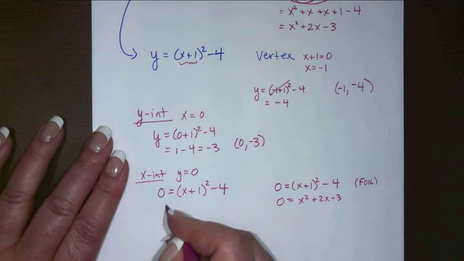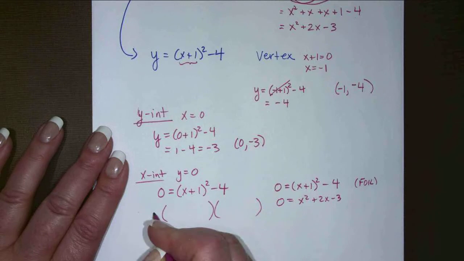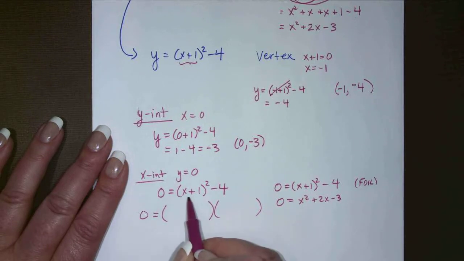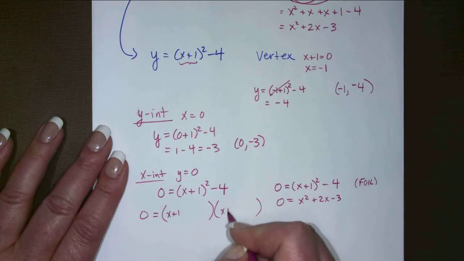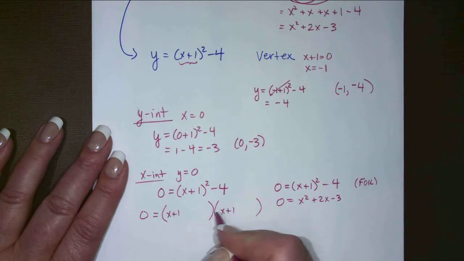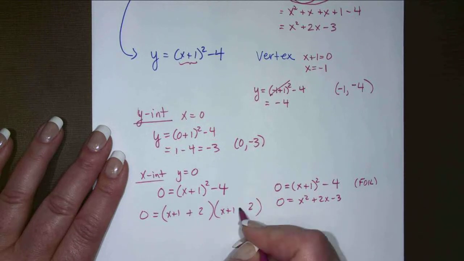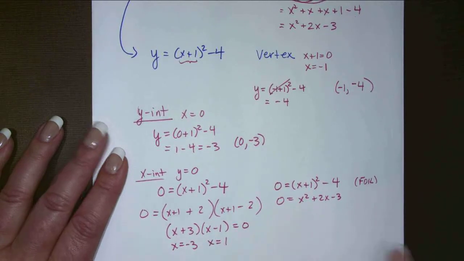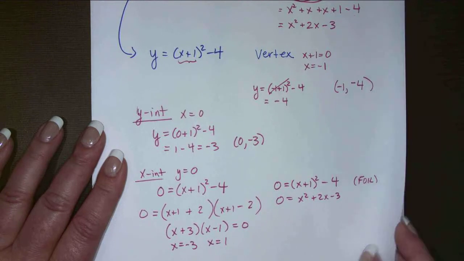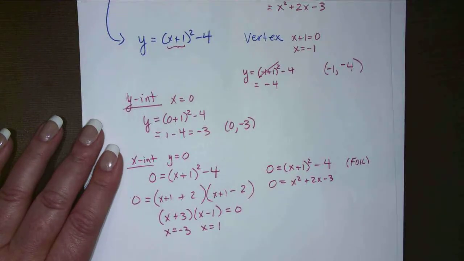So what would the two squares be? The square root of (x plus 1) squared is just x plus 1. The square root of 4 is 2. One is plus and one is minus. Neat, eh? Plus 3, x minus 1. Okay, do you see it?